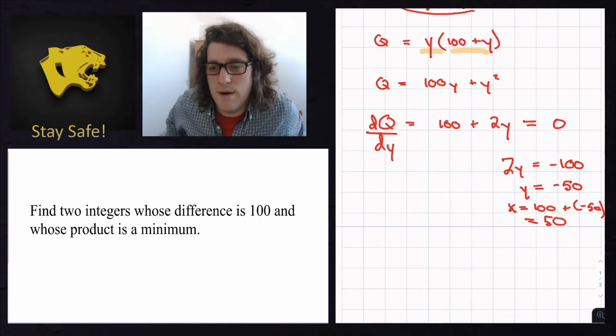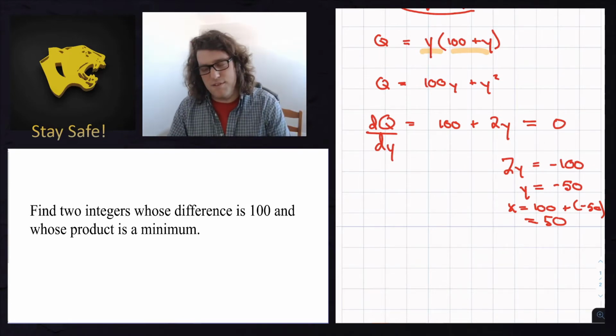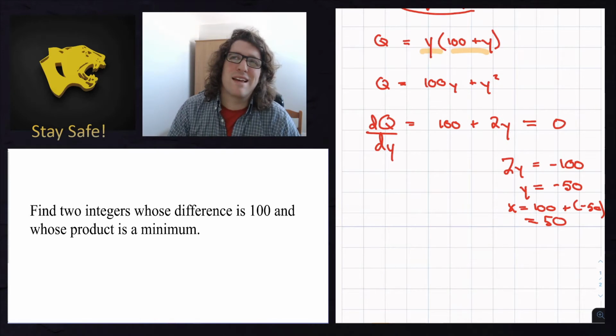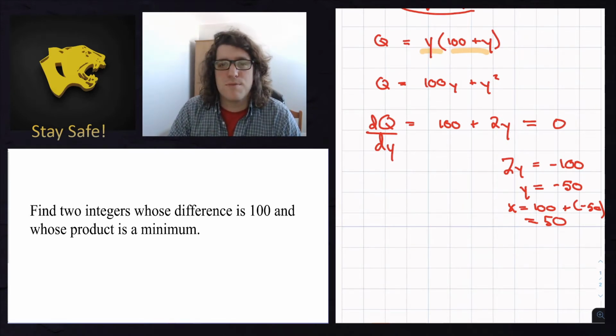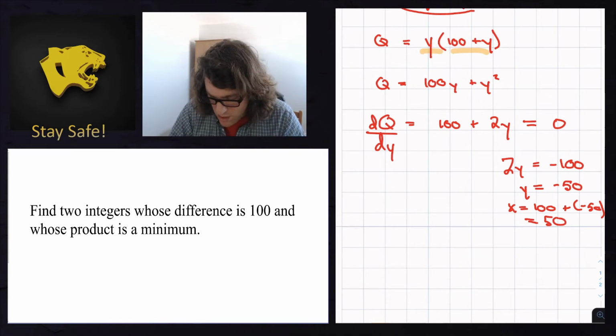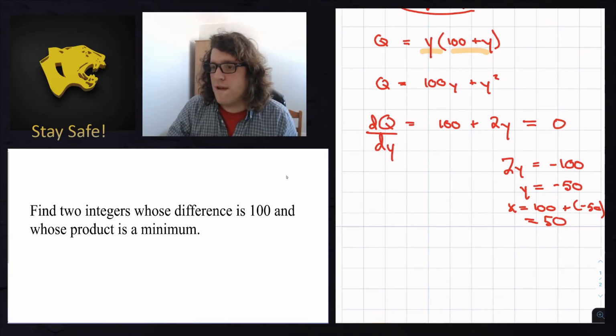That's a pretty small number. And we could say, well, what would another example be? Like 100 minus 0, and 100 times 0 is just 0. So that's not even close to being as small as negative 2,500. So that seems pretty reasonable. I'll show you what that looks like graphically.